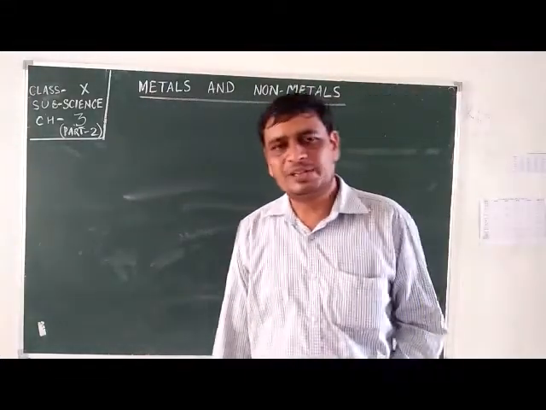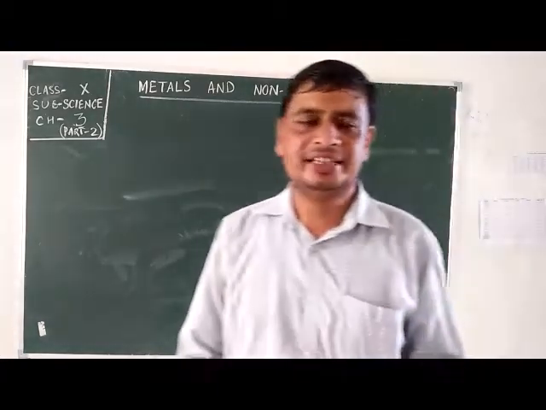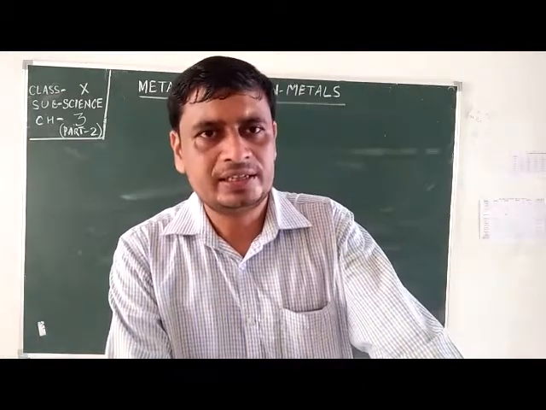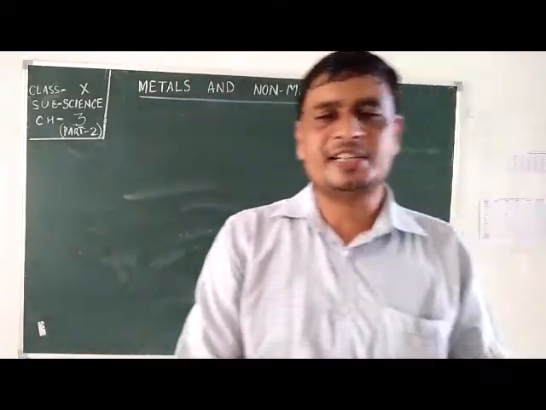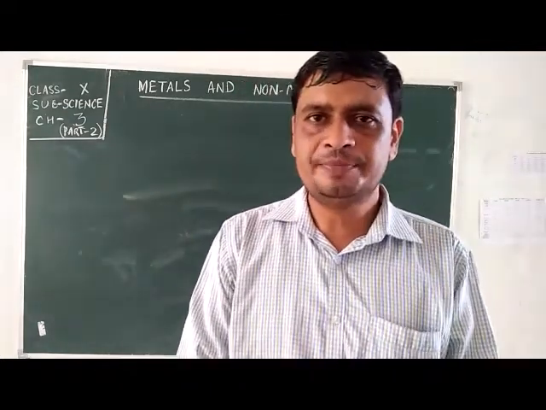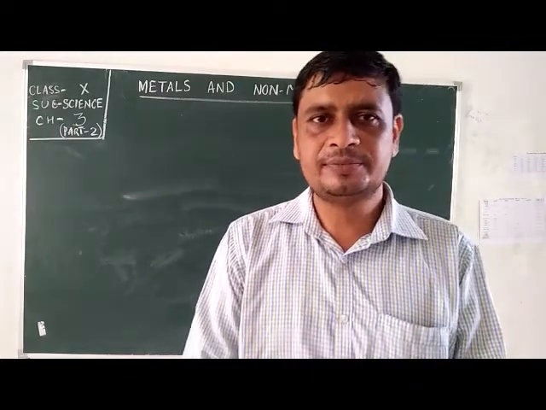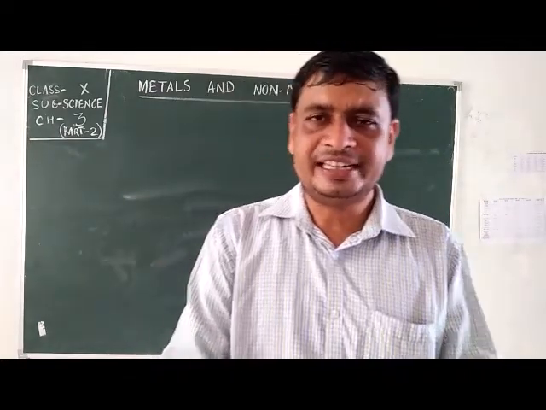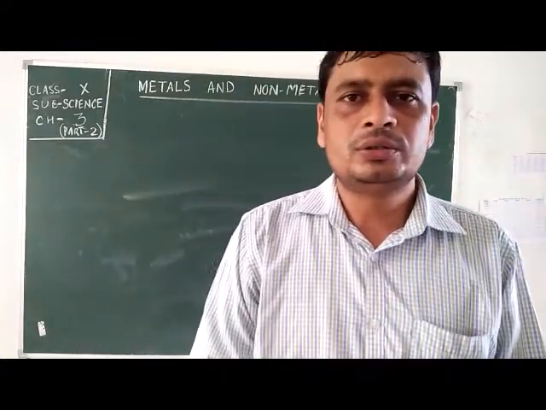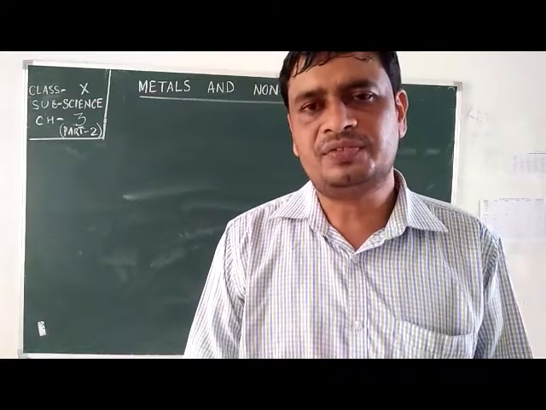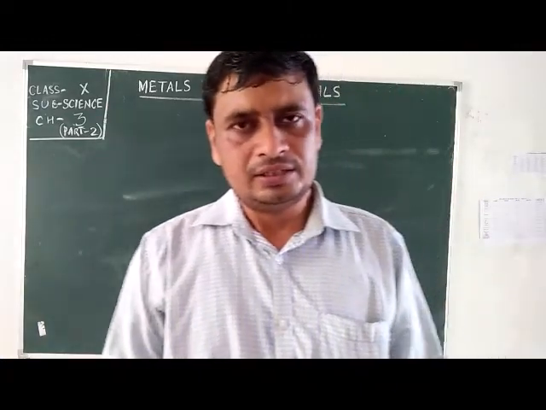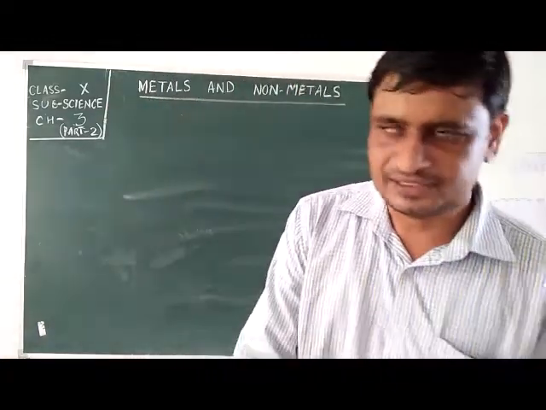Here we will treat two types of bond: the ionic bond, which is also called electrovalent bond, and the covalent bond. When the electrons transfer from one atom to another atom, the bond formed is said to be electrovalent bond or ionic bond. But when the electrons are shared between the atoms, the bond formed is called covalent bond. Here we will read about electrovalent bond.